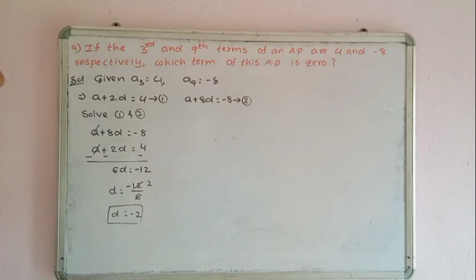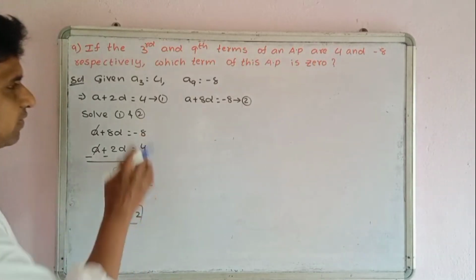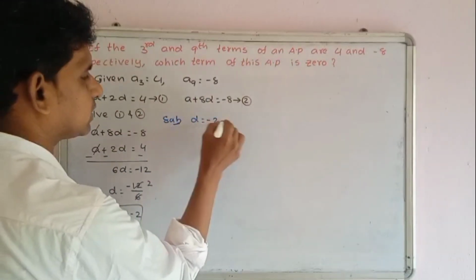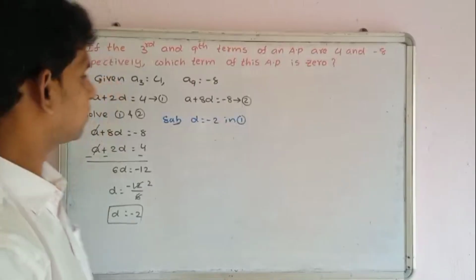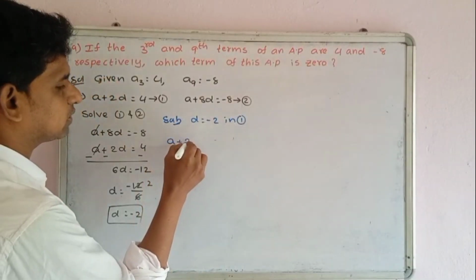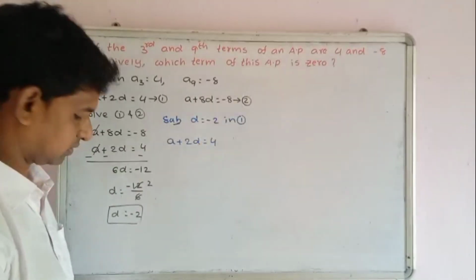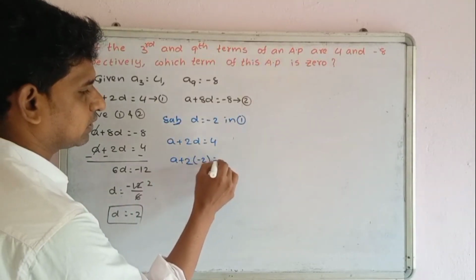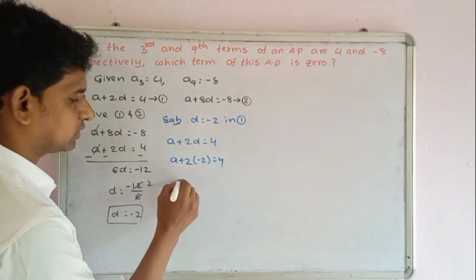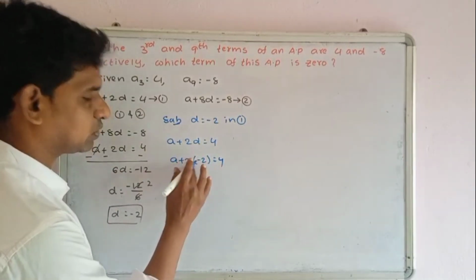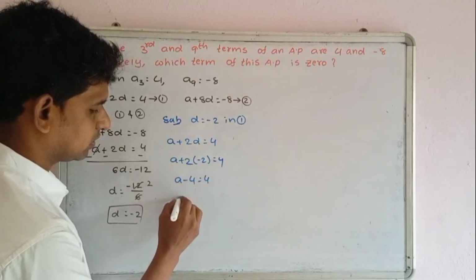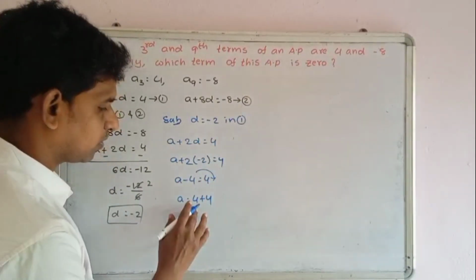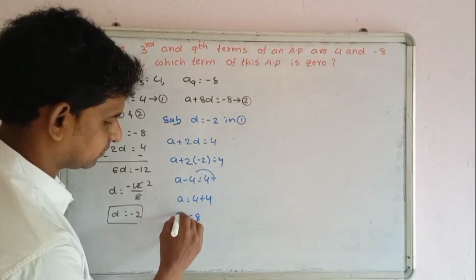Okay. Now substitute the D value in 1 or 2. Substitute D equals minus 2 in 1. What is 1? A plus 2D equals 4. A plus 2, D value minus 2, equals 4. So A plus into minus, minus 2 2s are 4, equals 4. So A equals 4, minus 4 transpose to the right side, plus 4. 4 plus 4 is 8.